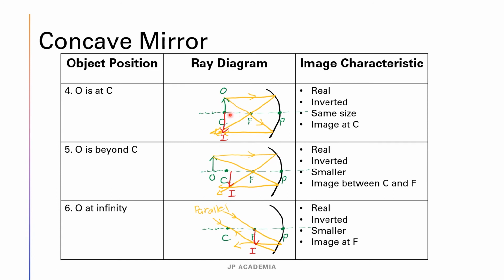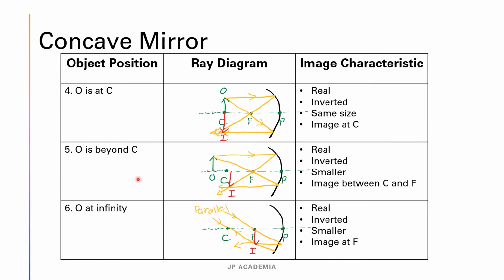Now, when the object is placed at point C, we will have the following image characteristics. First, it is real, formed on the same side as your reflected rays. It is inverted, the same size, and the image is formed at point C as well.